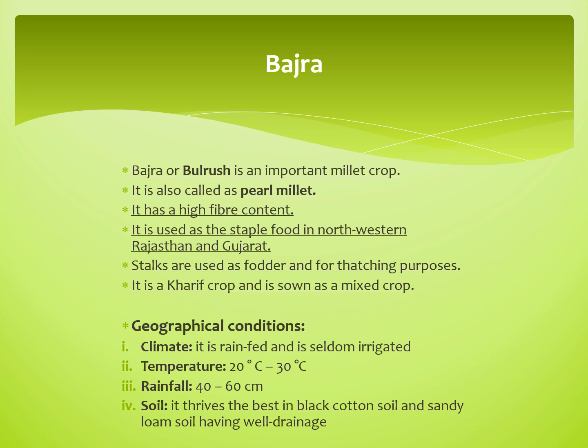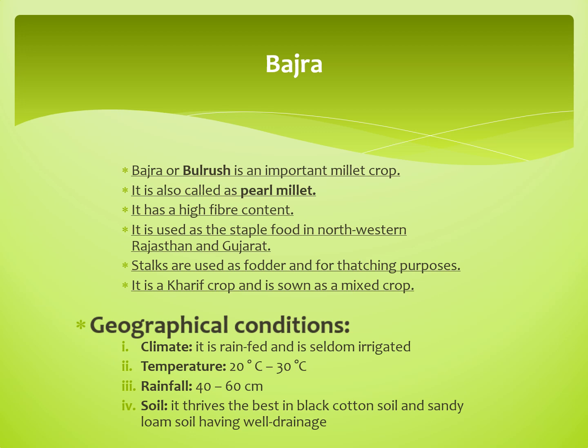Now let's have a look at the geographical conditions required for growing bajra. First, the climate. Bajra is a short season kharif crop. It is grown either as a pure or mixed crop. As a mixed crop, it is grown with cotton, jawar or ragi. It is also a rain-fed kharif crop. It is seldom irrigated.